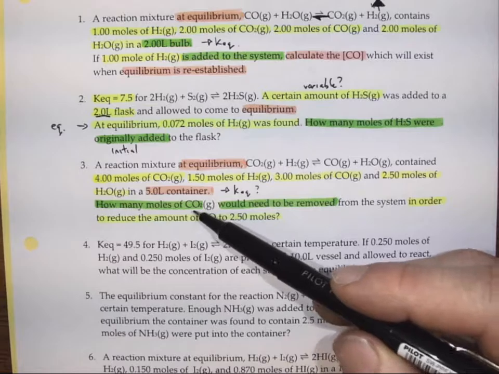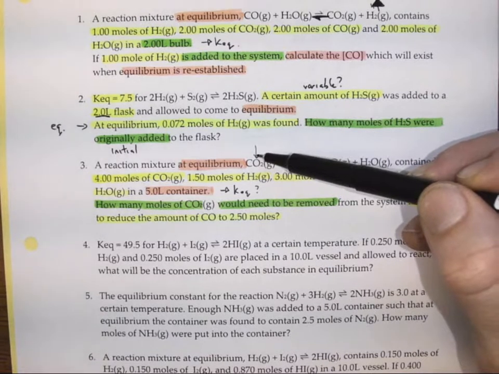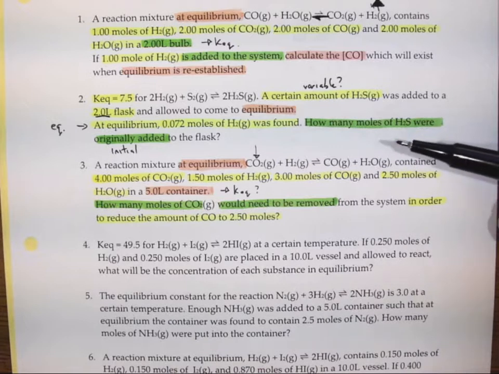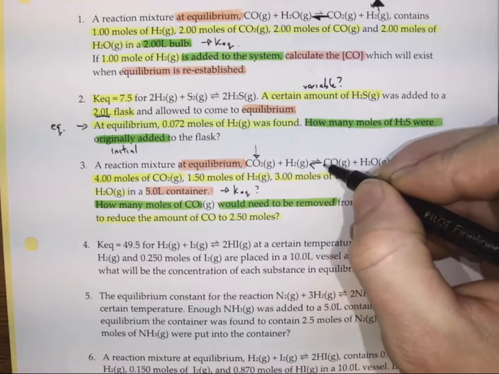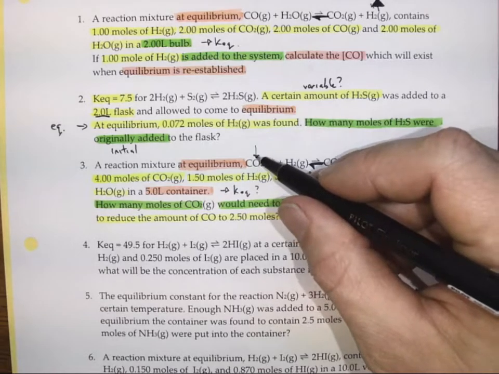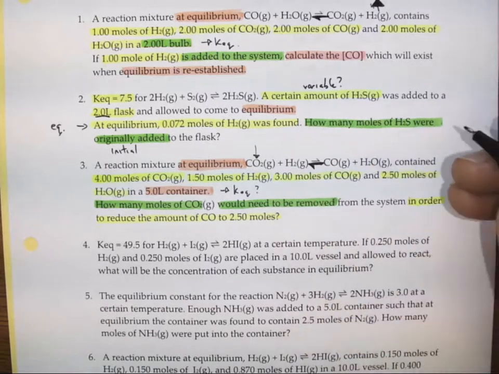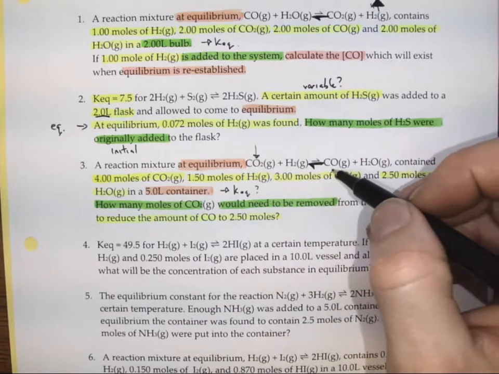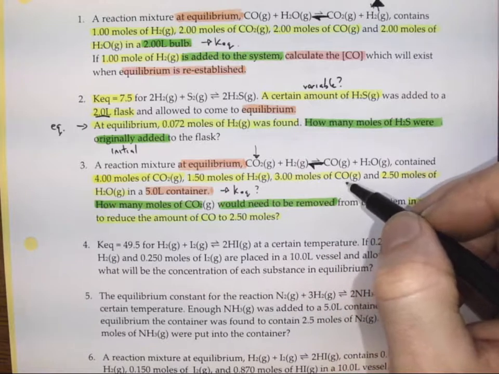So it sounds like we're going to remove carbon dioxide, decreasing its concentration. Okay, so what's that going to do? That means equilibrium is going to shift to the left, to the reactant side, to try to establish equilibrium and increase the amount of carbon dioxide and hydrogen gas, decreasing the amount of carbon monoxide. So we want to remove a sufficient amount to decrease this to 2.50 moles, starting at 3.0 moles.